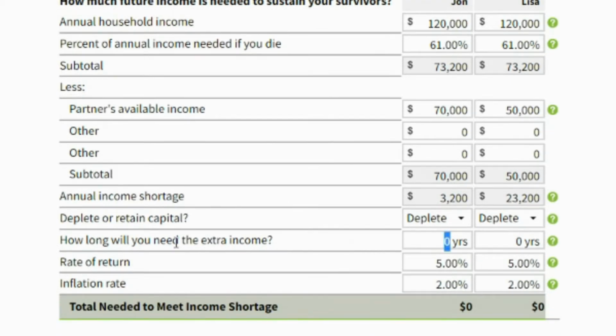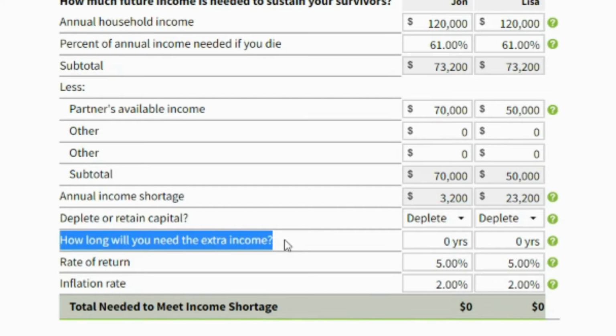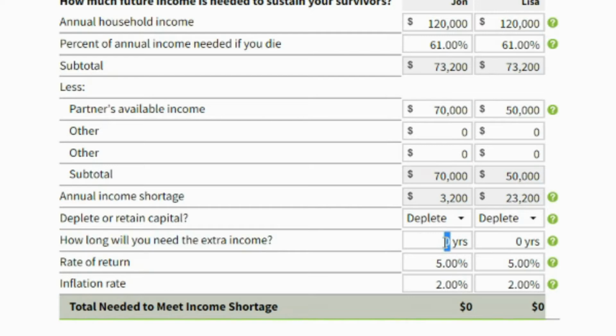Now, the next question that we should take into account is how long will they need extra income for? So a good way to measure this is to ask John and Lisa, how old is their youngest child? Now, because their youngest child is 10 years old, and they want to make sure that they can live at home until they finish their education and are able to find a job and be on their own, they would need income for about 15 years.